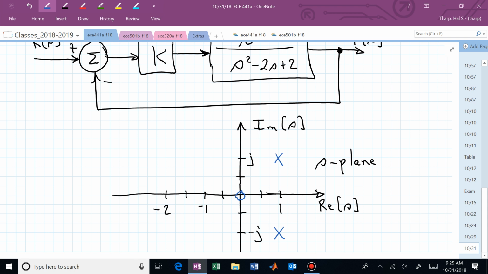Some of you that had 442, I like to see that those thumbs are down. Should be not going through J. If you've had 442, maybe you know why, but what's the root locus of this look like?